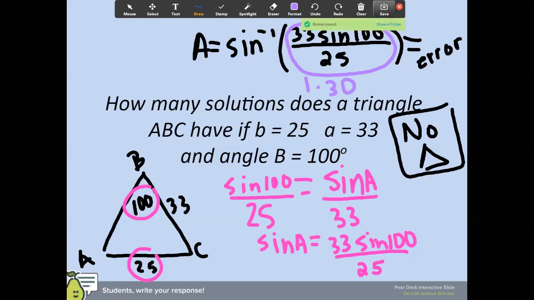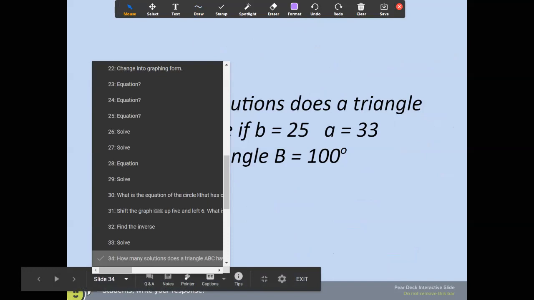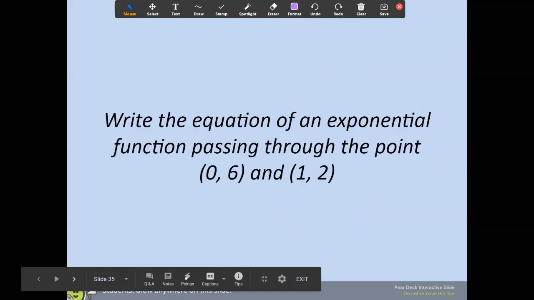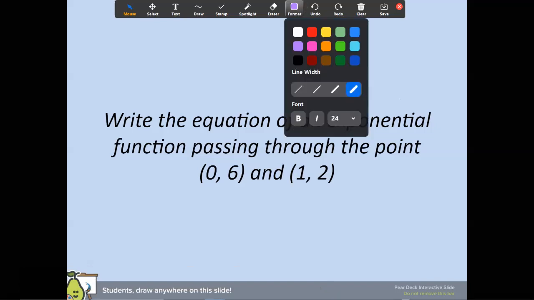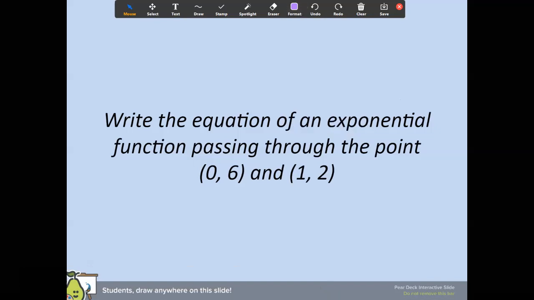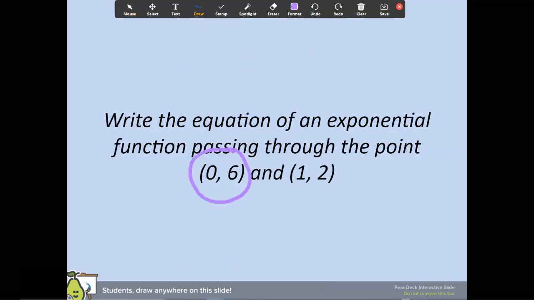So I am going to go to the next problem. Okay, the next problem: write the equation of an exponential that passes through the point 0, 6. Okay, 0, 6. So this tells me my a is 6.